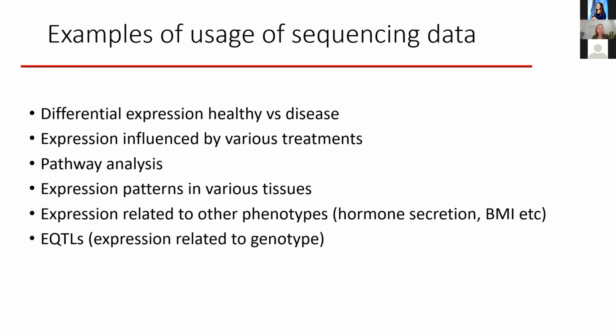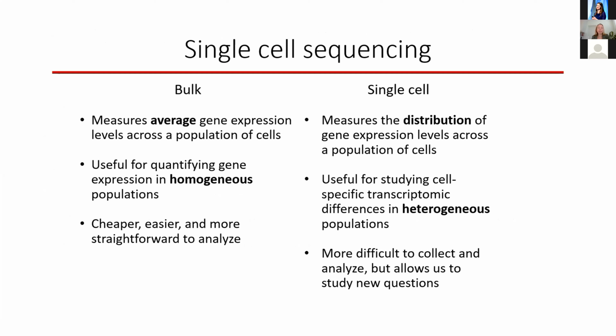EQTL, which is the expression related to a specific genotype. Single-cell sequencing is a new method where you look at the sequence in single cells. What I talked about before was bulk sequencing, which measures the average gene expression levels across a population of cells. That is useful for quantifying gene expression in homogeneous populations.